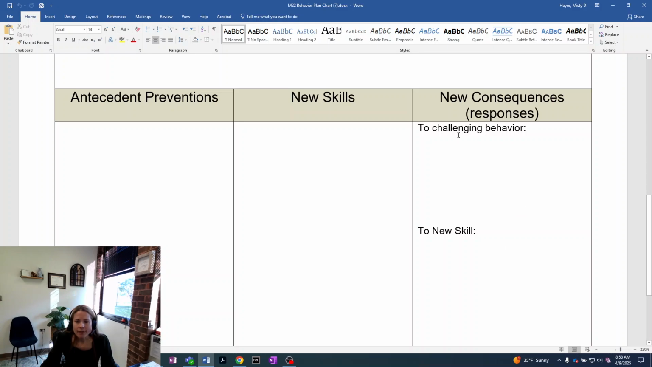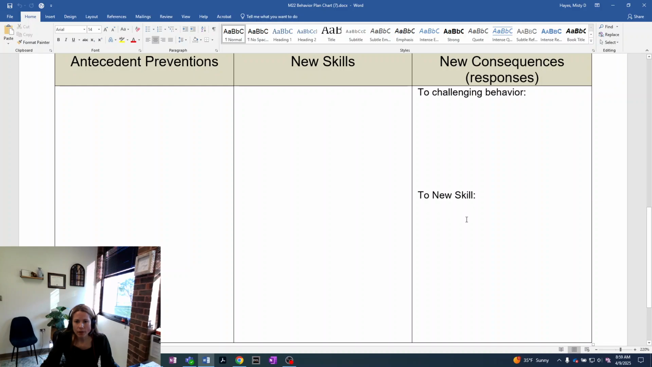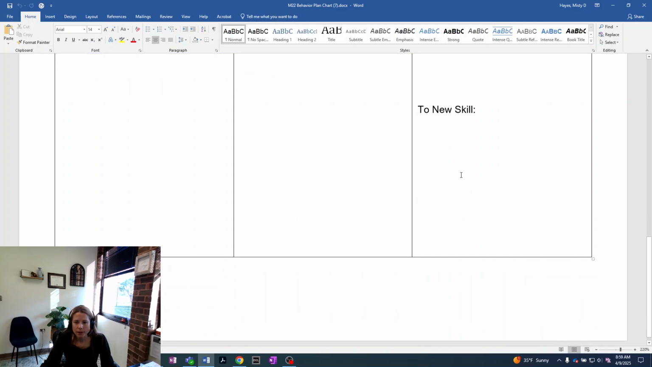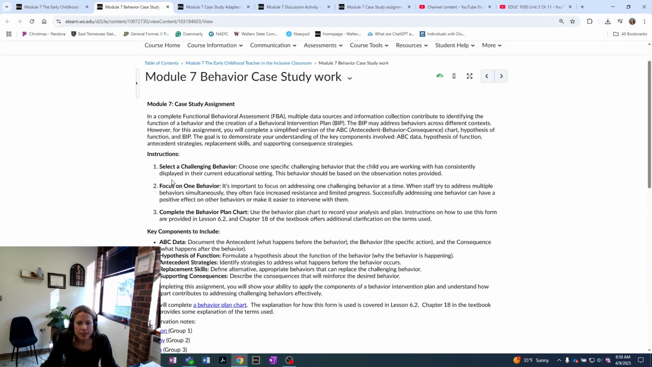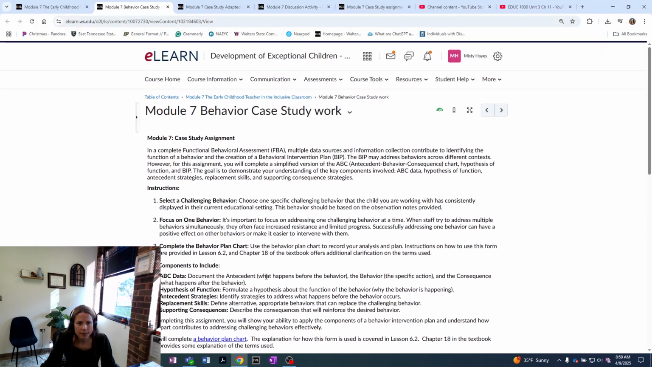Now, if the child is reverting to their old ways, which is challenging behavior, when you're trying to teach these new skills, what are you going to do and how will you respond? If the child is doing really well and responding to the new strategies and skills you're teaching them, how are you going to respond? You have to respond to both ways, and that's what you will put in this chart. That's the first part you're going to be completing.